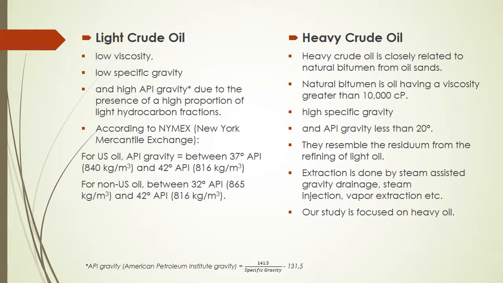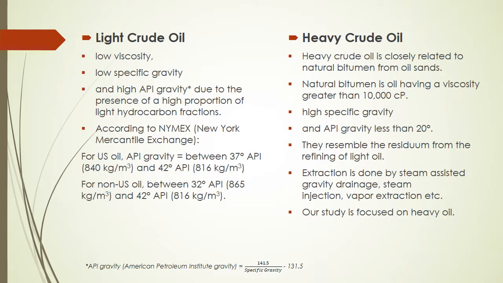They are categorized into two categories: light crude oil and heavy crude oil. Light crude oils have low viscosity, low specific gravity and high API gravity. API gravity is American Petroleum Institute gravity. I have given the formula below. According to NYMEX, the New York Mercantile Exchange, I have given some ranges of API gravity values which characterize whether it is a light crude oil or heavy crude oil.